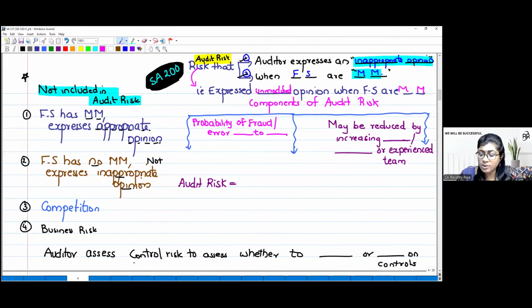Can you give me a reply whether you understood till here? Any doubt? A very, very important concept I said now. To be an audit risk, one condition should be there, and one more should be there: material misstatement and inappropriate opinion. Either one only, it is not an audit risk. Can you give me a proceed if you are okay with this much?